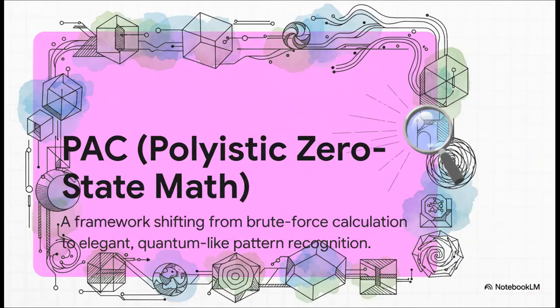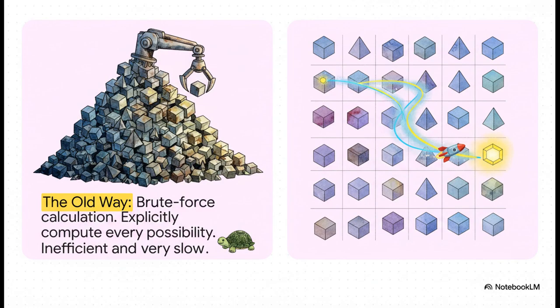So what exactly is PAC? Well, at its core, it's a complete change in strategy. Forget about crunching every single number. PAC is all about pattern recognition. It's like, instead of reading a book word by word to find a plot point, you just see the structure of the entire story at once. It finds the answer by seeing the shape of the problem. And it does this by using that weird polyistic 0 idea to see a bunch of possibilities all at the same time. Kind of like how your brain just knows a face is a face without having to analyze every single pixel.